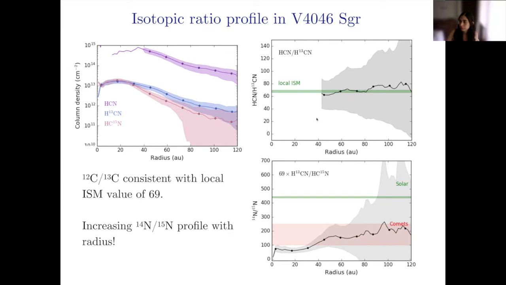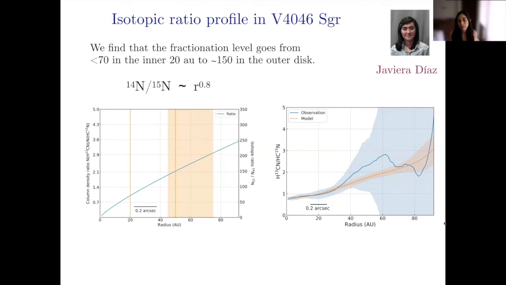So to confirm these fractionation levels that we are measuring, we also did an analysis in the UV plane. And this is work that was done by one of my master's students, Javiera Diaz, at PUC. What she found is that the best fit to the observed visibilities is indeed an increasing fractionation profile, where the levels in the inner disk can be even lower than 70. And in the outer disk, we get values closer to what we see in comets, around 150.